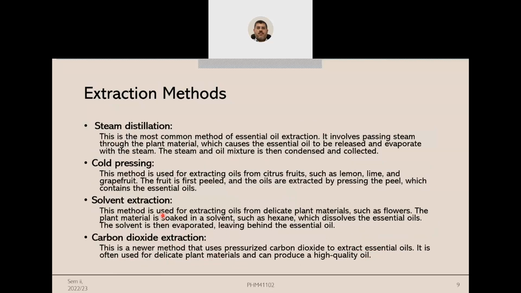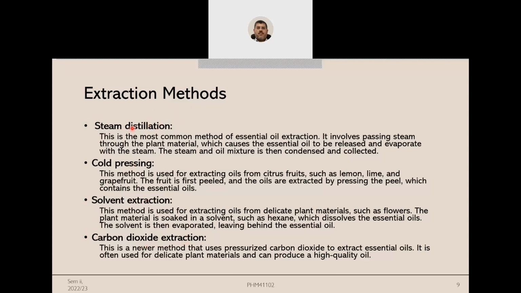There are different methods for extraction of these oils from the plants. They can be extracted by steam distillation, by cold pressing, by solvent extraction, or by carbon dioxide extraction.